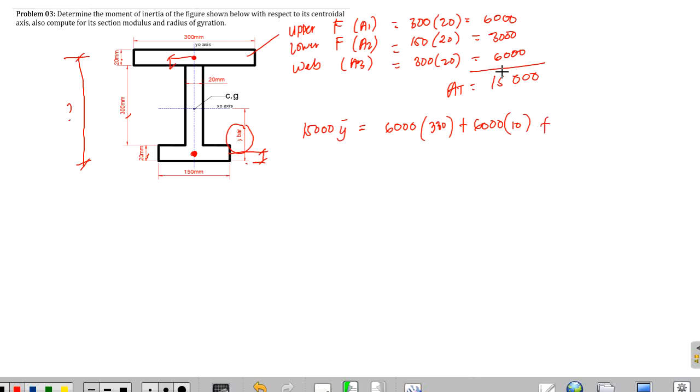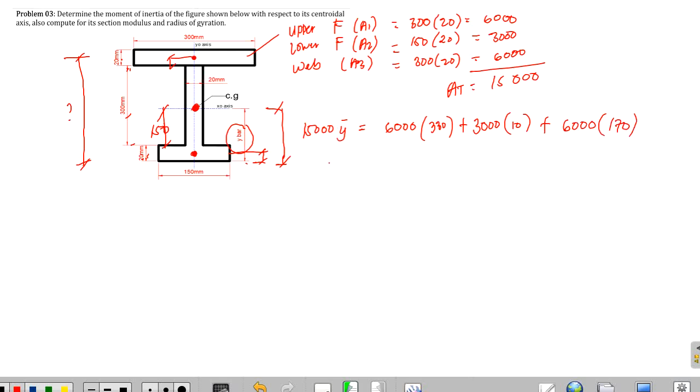Plus the web. For the lower flange, the area is 3,000, not 6,000. And for the web, the area is 6,000. The distance from the bottom to the centroid of the web is half of 300, 150, plus 20, that is 170.